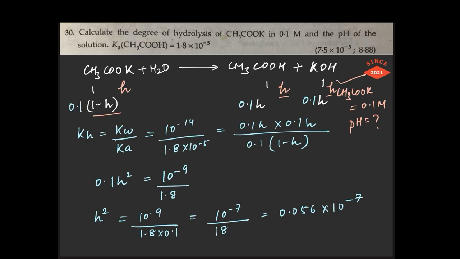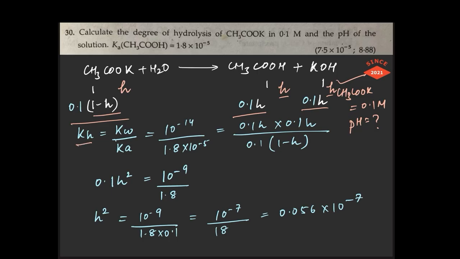This is when the initial concentration is 1 mole per liter, right? But according to the question, the initial concentration is given as 0.1 mole per liter. So multiply all the values by 0.1. So the amount of potassium acetate remaining will be 0.1 into 1 minus h. Acetic acid formed is 0.1h. Potassium hydroxide formed is 0.1h.